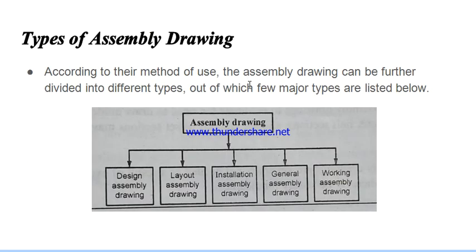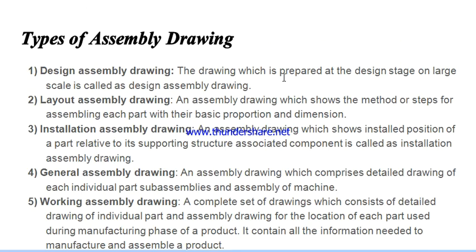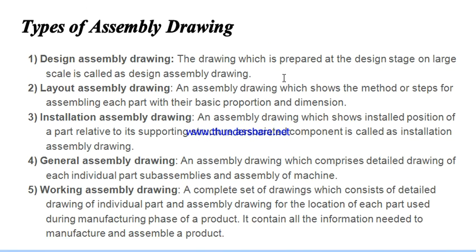Then, types of assembly drawing. According to their method, assembly drawings can be further divided into different types. There are 5 different types of assembly drawing. First is the design assembly drawing. Second, layout assembly drawing. Third, installation assembly drawing. Fourth, general assembly drawing. Fifth, working assembly drawing. These are the types of assembly drawing.